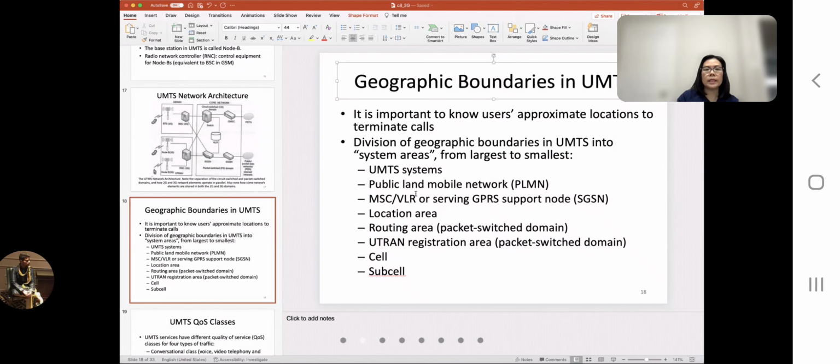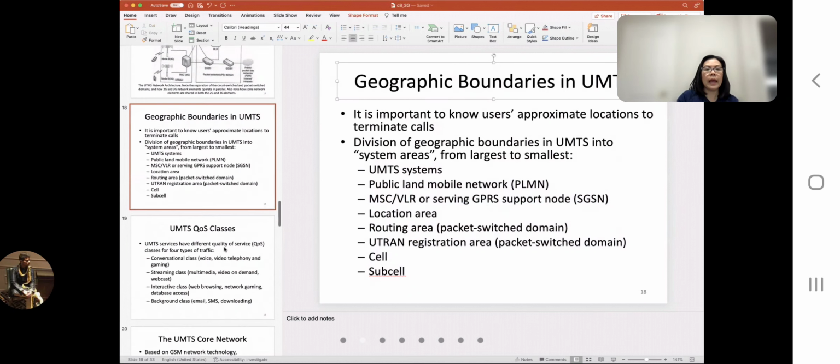So these are the system areas defined in UMTS. We're not concerned with how big they are and what the boundaries are. We just know that these are the different types of system areas defined in UMTS in order to determine users' approximate locations.